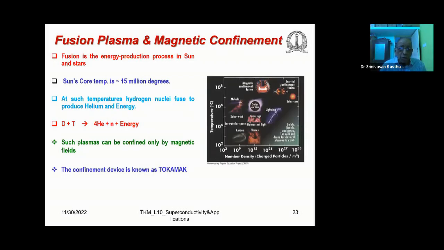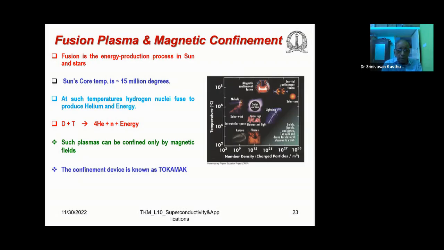Now, what is meant by fusion? Fusion is a reaction between nuclei, when two nucleons combine together, they form a nucleus with a higher mass number, and in the process, they produce energy. Fusion is one of the energy production processes that happens in the sun and stars. For example, the sun's core temperature is of the order of 15 million degrees. That's a fairly large temperature.